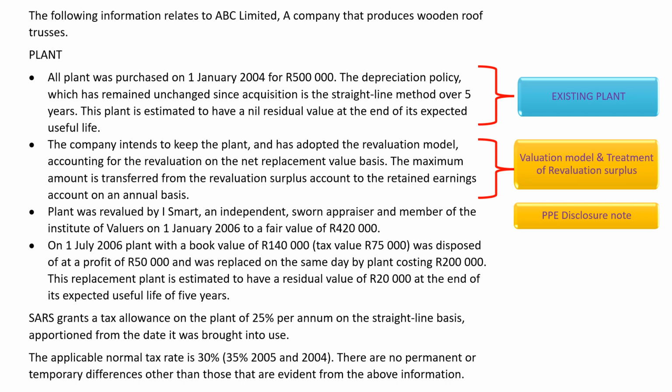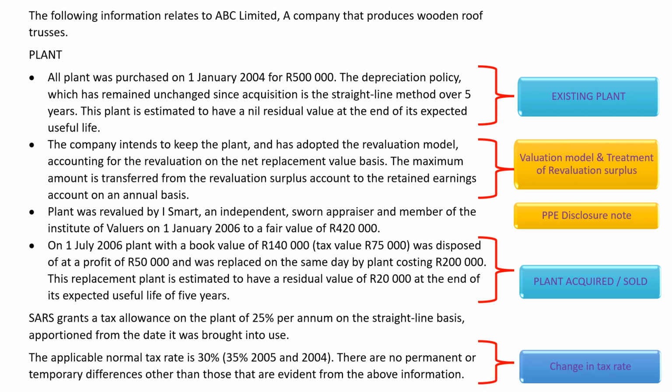On 1 July 06, plant with a book value of 140,000, tax value 75, was disposed of at a profit of 50 and replaced by the same day. This replacement is estimated to have a residual value of 20,000. So this fourth bullet talks about your plant that you acquired as well as plant that you sold. So if you notice the blue boxes being bullet number 1 and bullet number 4 give you the 3 key transactions that underpins this entire question.